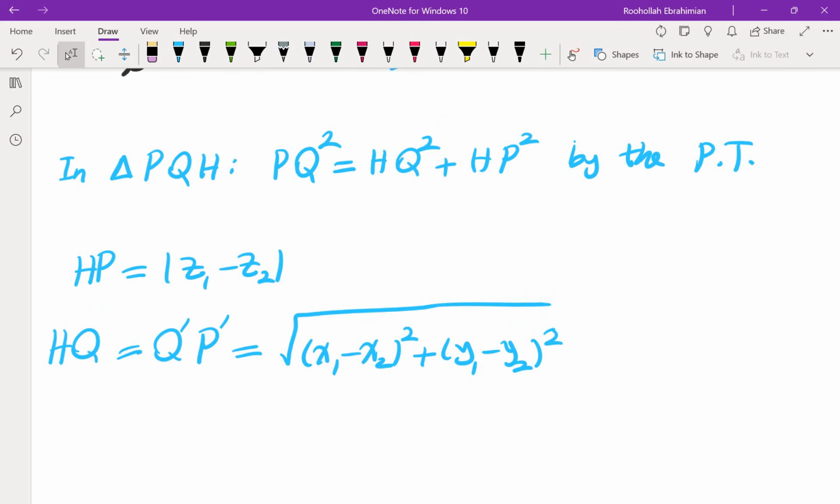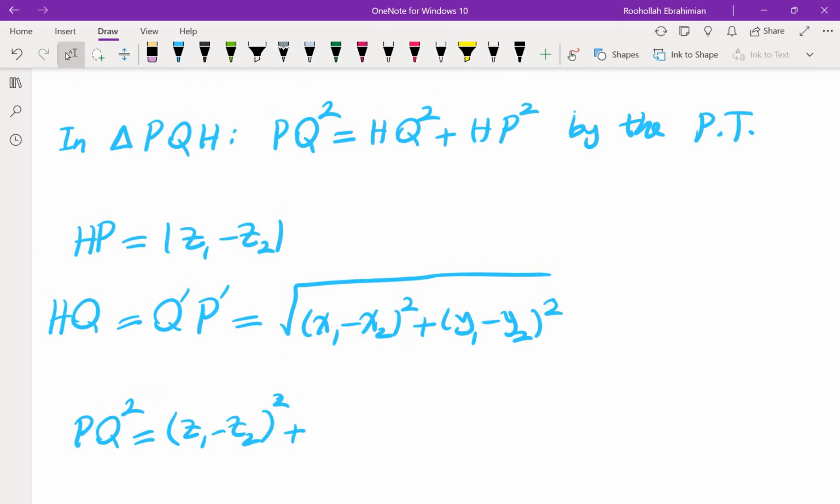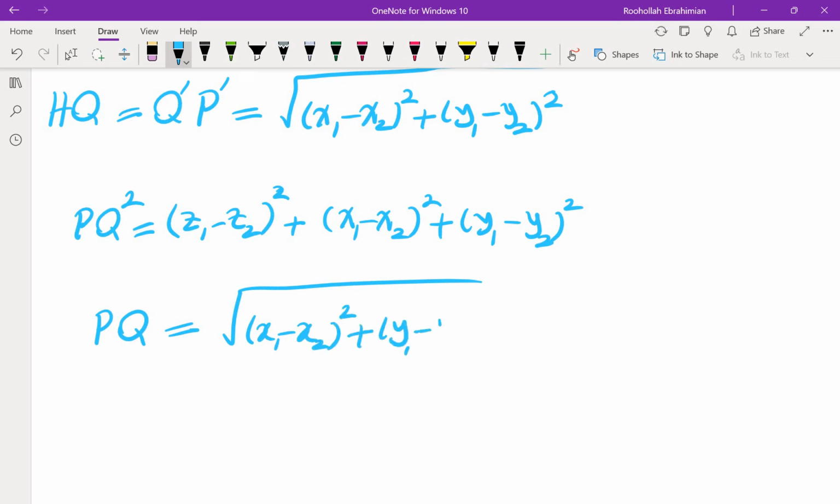Now take these two and plug them into the formula for PQ. PQ squared is going to be HP squared, which is (z1 minus z2) squared, plus HQ squared, which is (x1 minus x2) squared plus (y1 minus y2) squared. And just take the square root of both sides. So PQ, which is the distance between P and Q, would be the square root of, and I'm going to rearrange these to match the formula that they gave us, and we get exactly what we wanted.